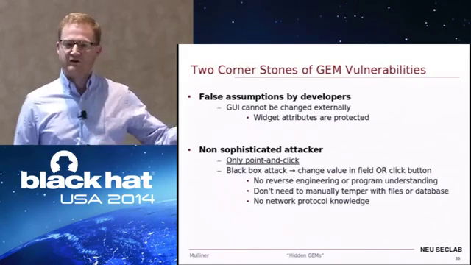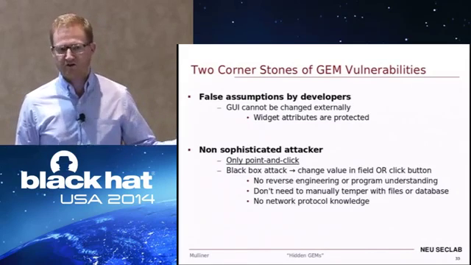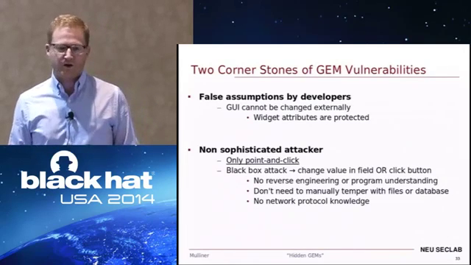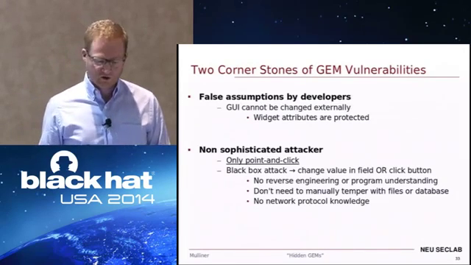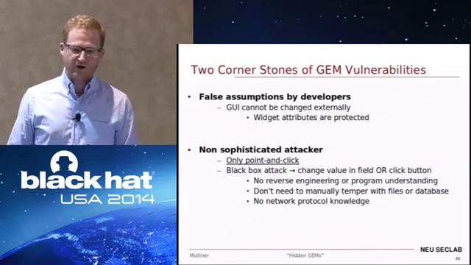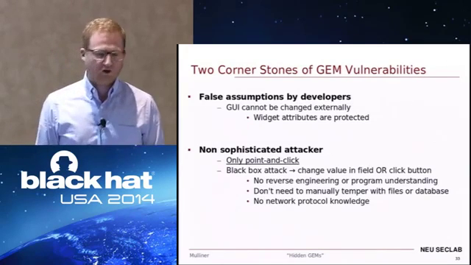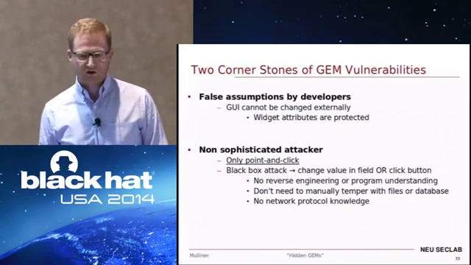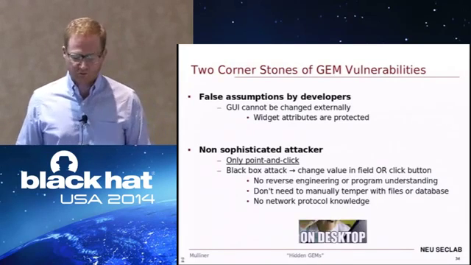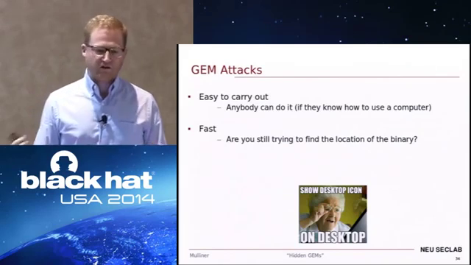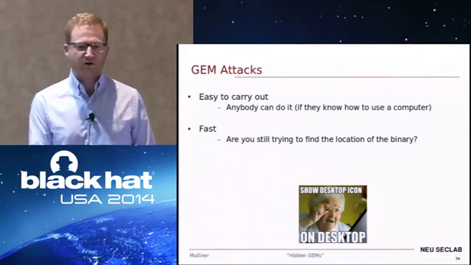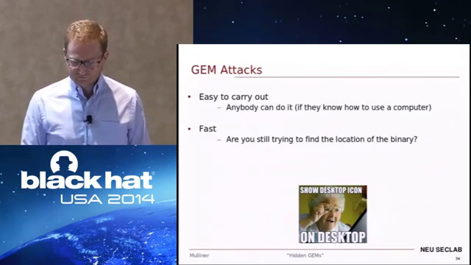You say, this button is disabled, I want to click on it. So just enable this button and you're set. You don't need to be able to reverse engineer or read binaries. You don't need to tamper with files on disk or write your own network protocol implementation. So you can attack the whole application completely black box. It's really, really easy to carry out. If you know how to use a computer, you can do this kind of attack.